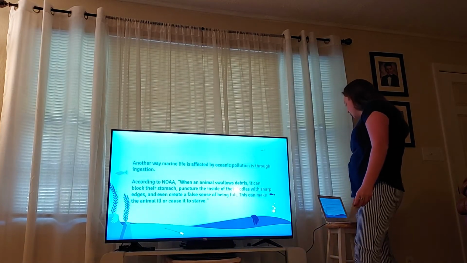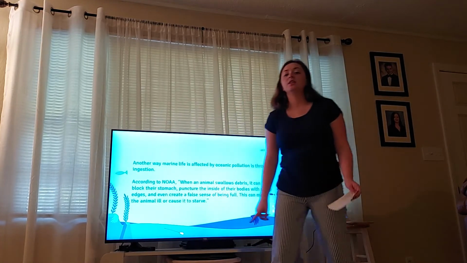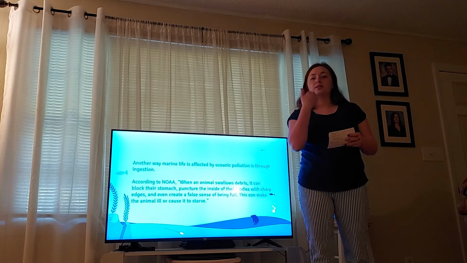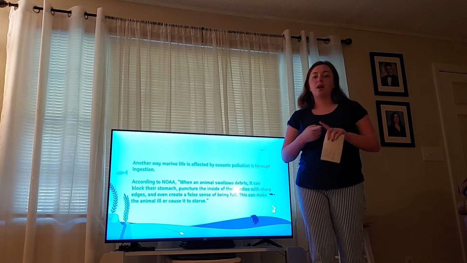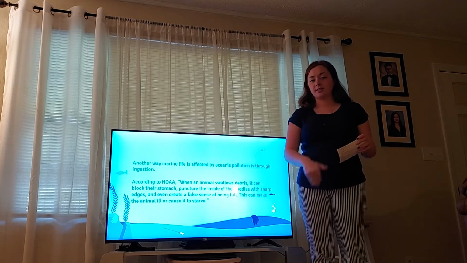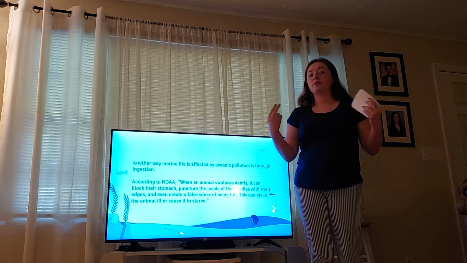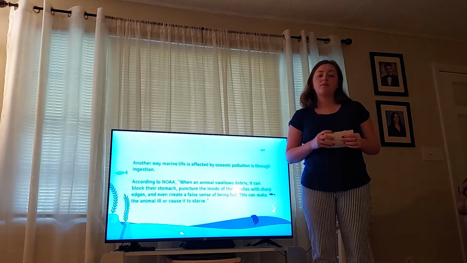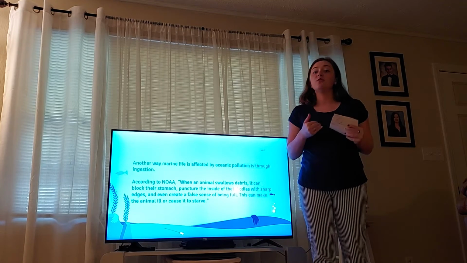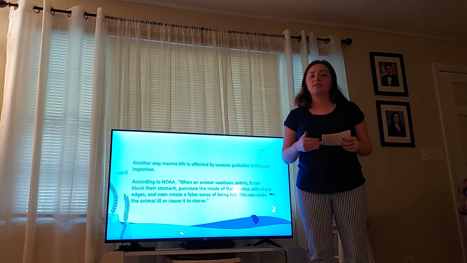Another way in which marine life is affected is through ingestion. According to the source, NOAA, when marine life ingests debris, it could block their stomach, meaning that food cannot process through, or it could puncture their insides. For example, if it were a glass bottle, it could hurt their organs, or it could give them a false sense of fullness.